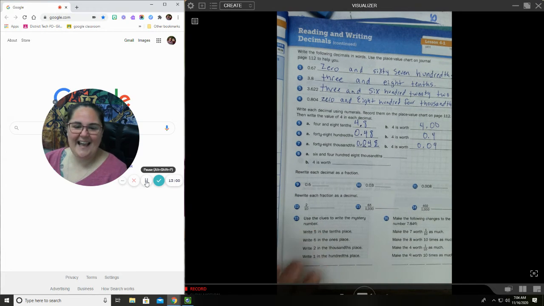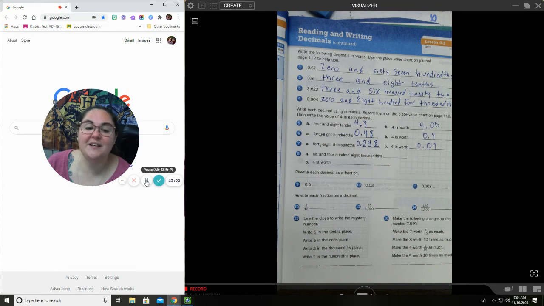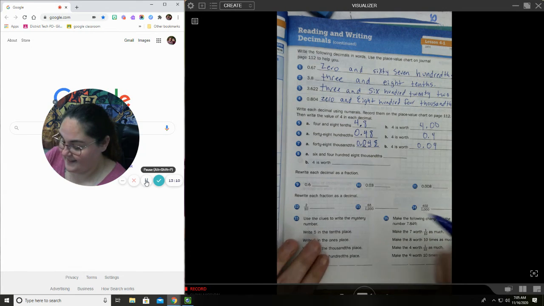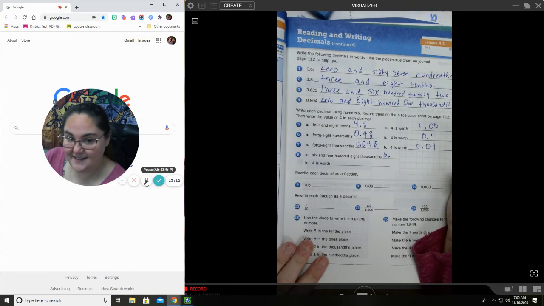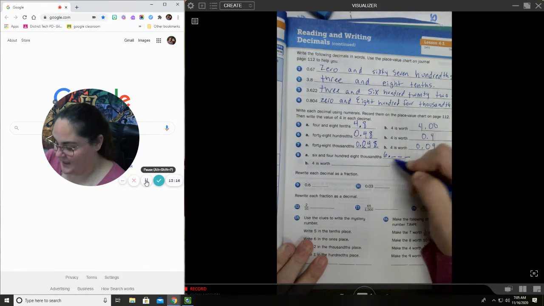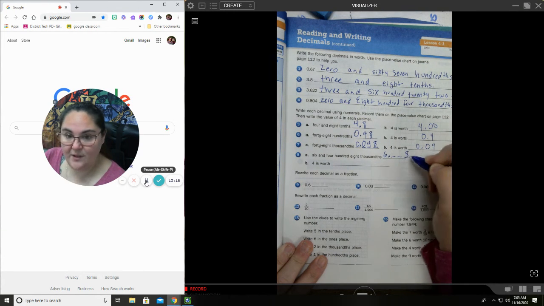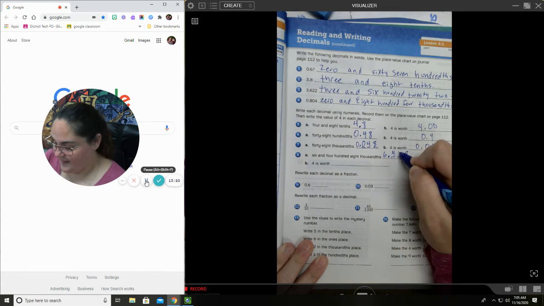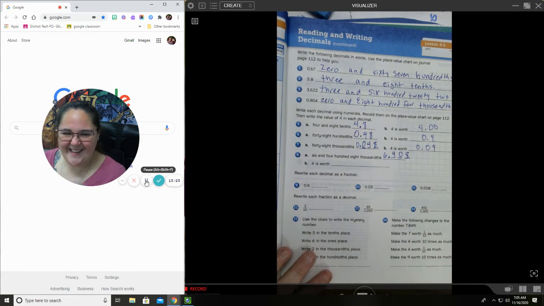Ooh, 6 and 408 thousandths. Try it. All right, 6 and tenths, hundredths, thousandths. All right, 408. So my 8 would go here. There we go.